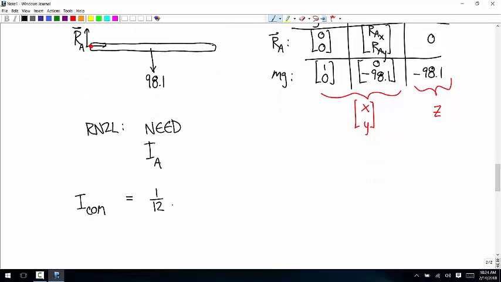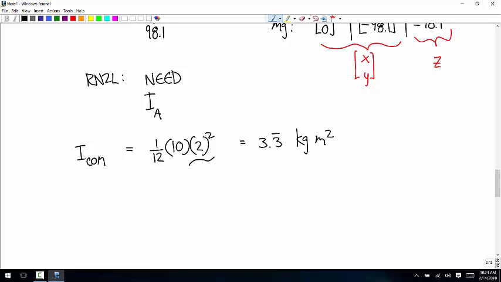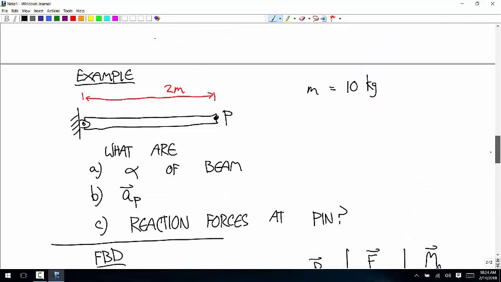So 1/12 times the mass times the length squared. That's 3.3 repeating kilogram meter squared. But we're not rotating this slender rod around its center of mass. We're rotating it about one endpoint. So we have to use the parallel axis theorem.